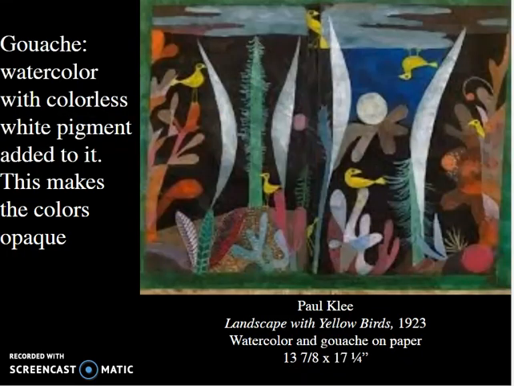A cousin to watercolor is gouache. And this is very similar to watercolor in that it is water-based and you're still building up these small layers, but they add white pigment to it, which makes the colors much more opaque. Watercolor tends to be very translucent.